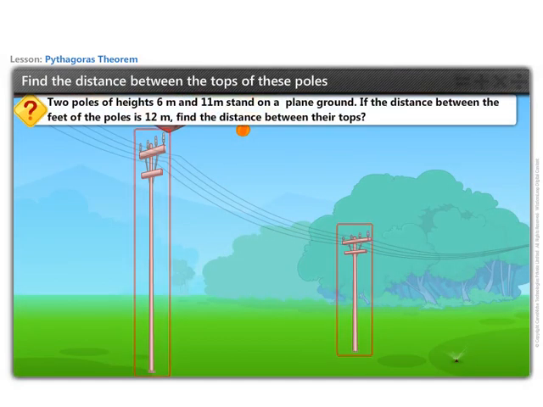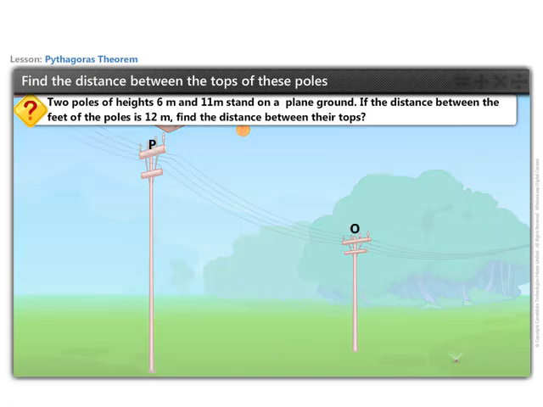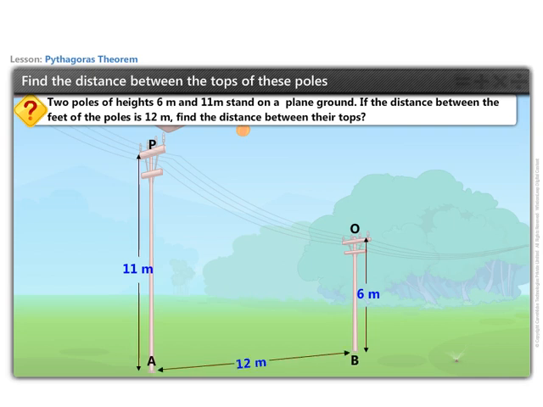Two poles of heights 6 meters and 11 meters stand on a plain ground. If the distance between the poles is 12 meters, find the distance between their tops. Let P and O be the two poles of height 11 meters and 6 meters respectively. The distance between the two poles is represented by AB and is equal to 12 meters. Let us determine the distance OP between the top of the poles.